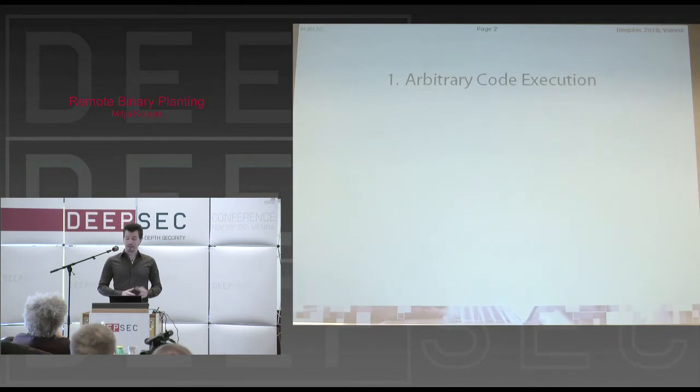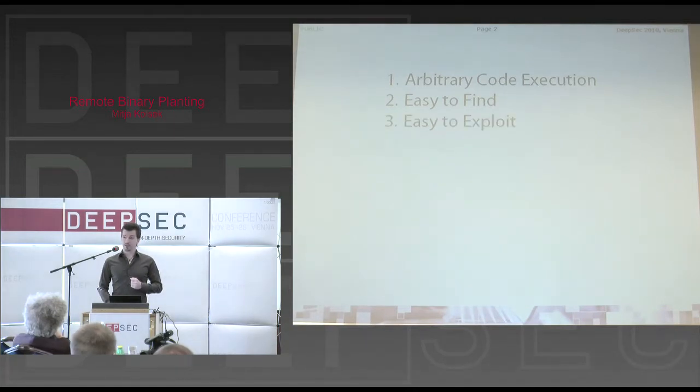Why? It allows for arbitrary code execution, and I mean arbitrary. Whatever you want executed, you can get it done. It's very easy to find, at least most of its instances are easy to find. And it's also very easy to exploit, and it's extremely reliable. So forget about buffer overflows. It's hard work. Binary planting, it's really easy.